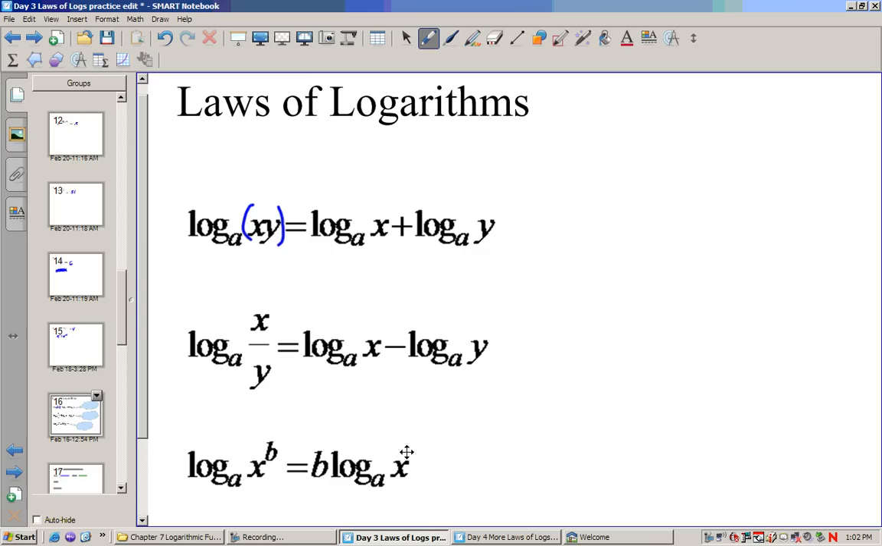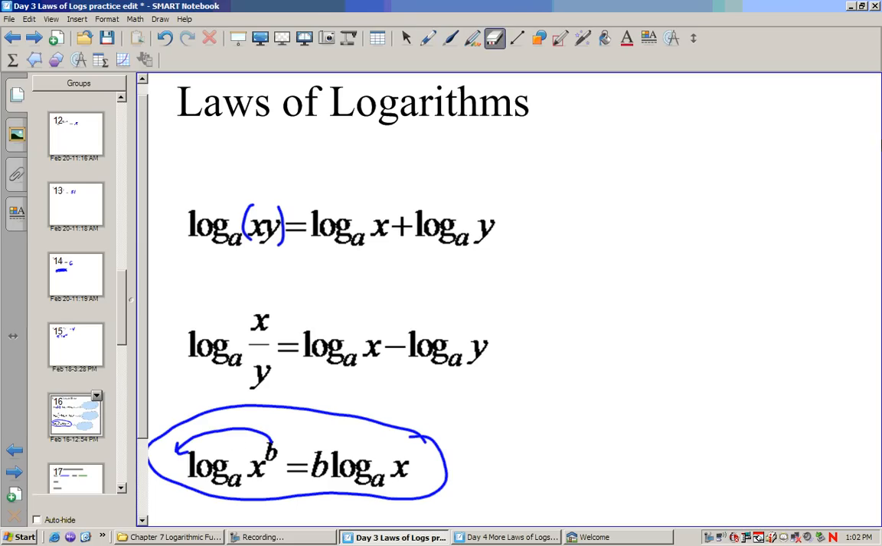Now this last one is a very important rule. If I have log base a of x to a power, I can take that out in front and then say b log base a of x. This is a very, very important rule.